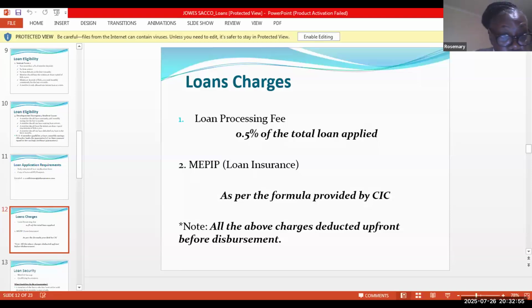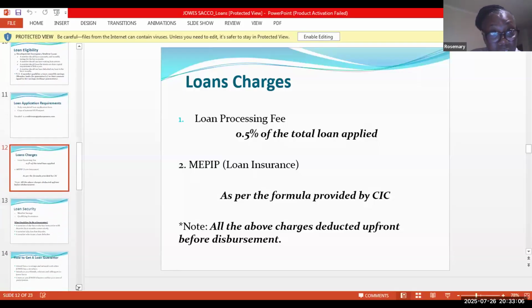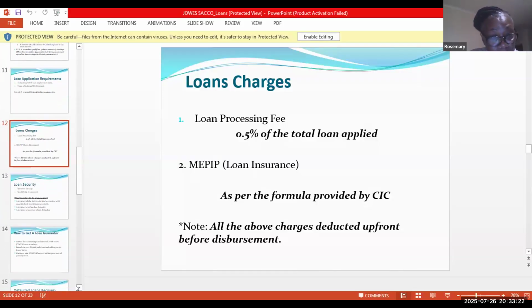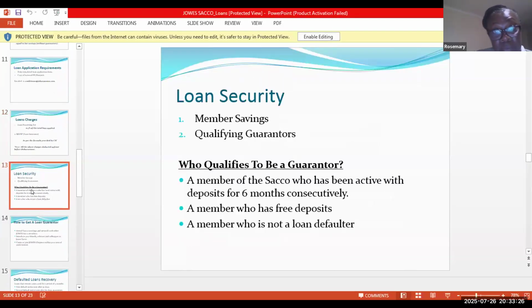What we are doing is that the loan processing fee and the loan insurance are deducted upfront before the money is disbursed to you. So if you have applied for 100,000, we are going to deduct the 0.5% and also the loan insurance, so we deduct the processing before we give you that 100,000. So maybe you'll get 90 something. But the letter will explain to you what is happening.